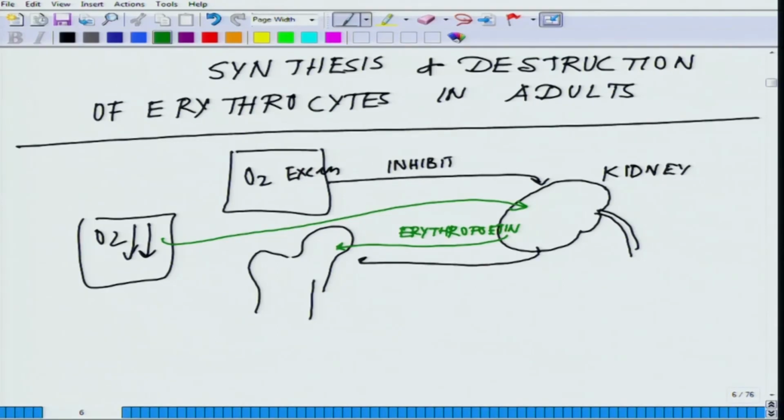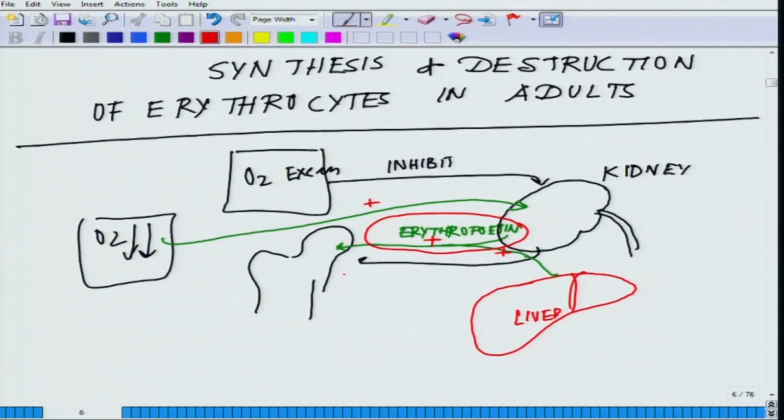Okay. And erythropoietin, and there is one more signal which comes from the big organ called the liver, which we have already covered in the digestive system. Second signal comes from the liver. Okay. Now, these two signals, let me give a mark, these are all positive signals going, all the positive signals coming from here. And this positive signal is being conveyed by erythropoietin.